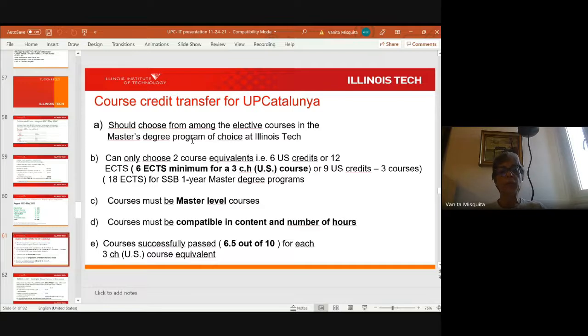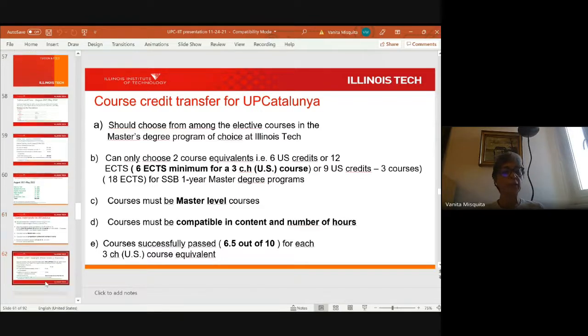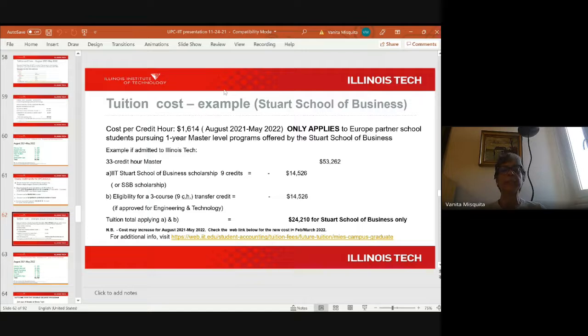I've explained how the course transfer credit works, so I will not go into further detail. For the Stewart School of Business, their courses, their programs are mainly 33 credit hours, with the exception of one that is 30 credit hours. So if you choose a 33 credit hour master's, there's also the Master of Data Science that's offered by the Department of Computer Science, that's 33 credit hours.